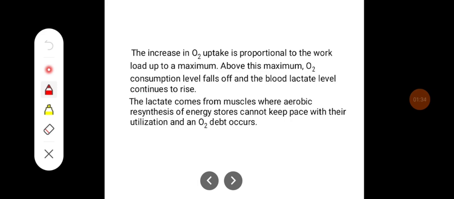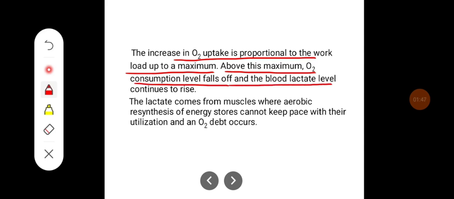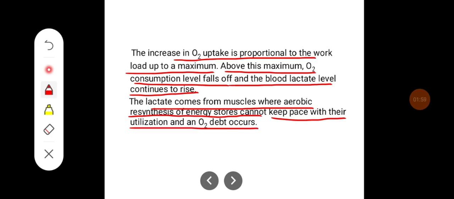The increase in oxygen uptake is proportional to the workload to a maximum. Above this maximum, oxygen consumption falls off and the blood lactate level continues to rise. The lactate comes from the muscles, where aerobic synthesis of energy stores cannot keep pace with their utilization, and oxygen debt occurs.